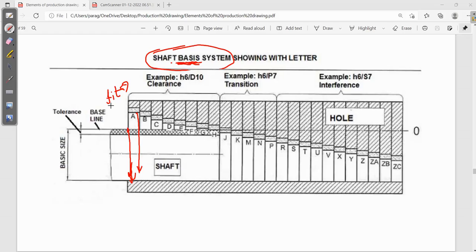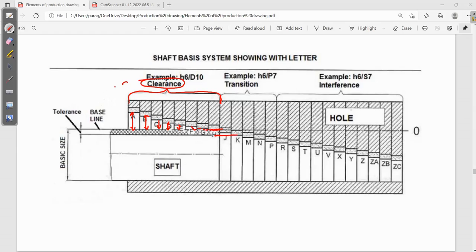Yesterday I explained you clearance fit, interference fit, and transition fit. Since always gap is there between these two assembled parts, okay, so this gap is there, so till where? Till here. So till here whichever shafts are there, those all shafts have to satisfy with clearance fit.